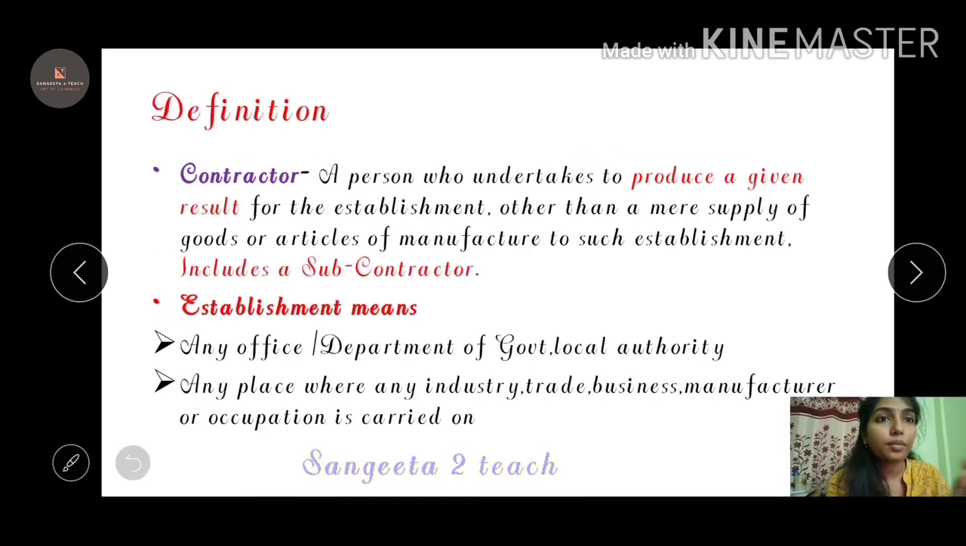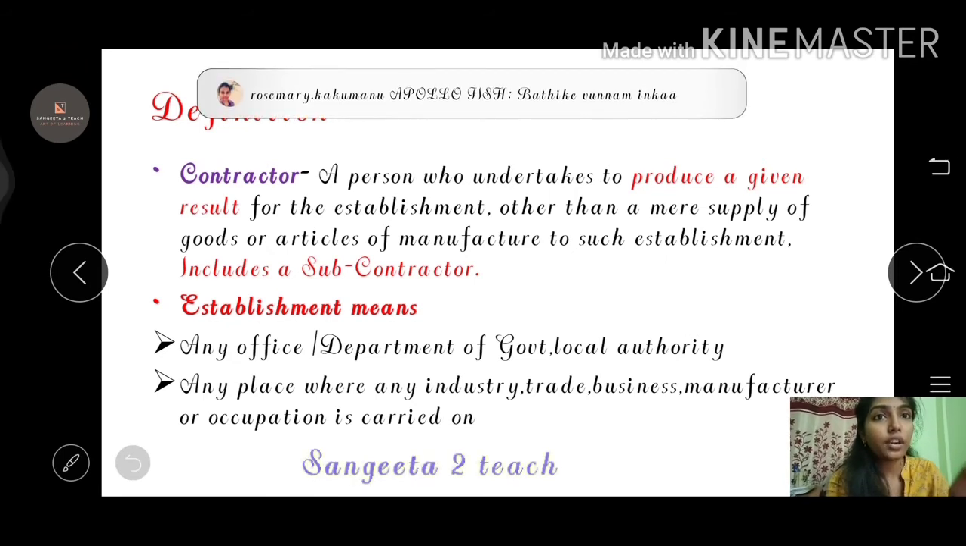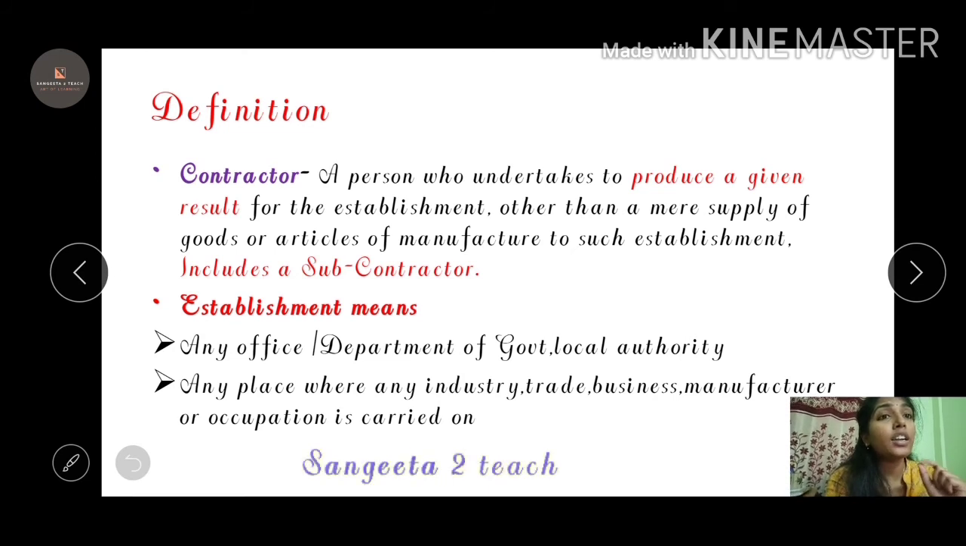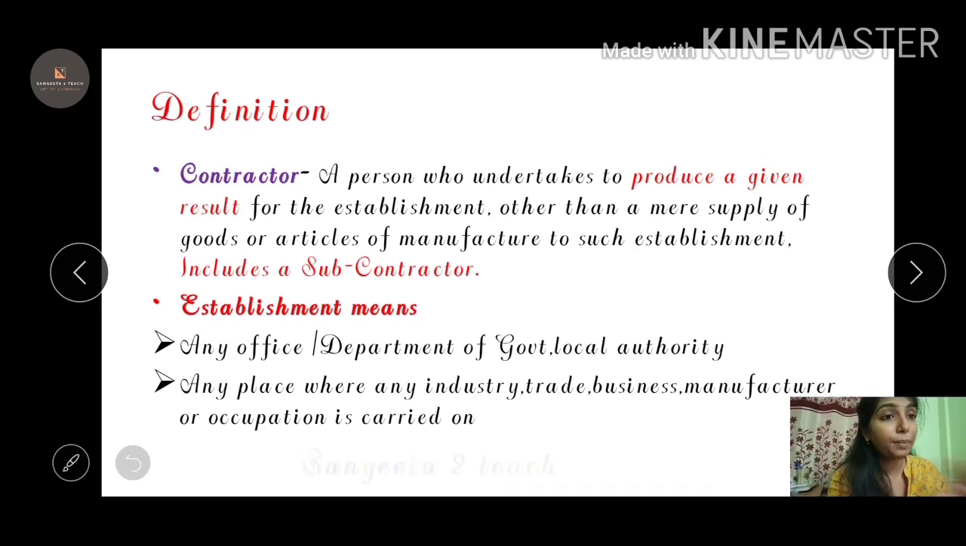Okay, coming to contract. Contract is a contractor. Who is a contractor? A person who undertakes to produce a given result. And next, he will not supply the goods and manufacturing part, and it also includes the subcontractor. Coming to the establishment, it can be any office, any place.